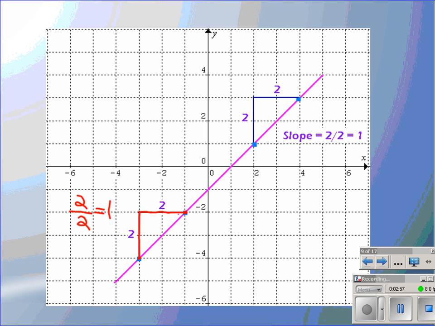And then the same with this one. We found 2 points, and then we figured rise over run.